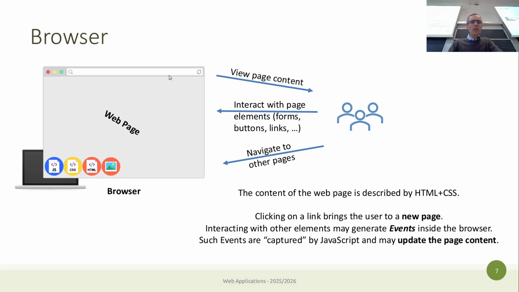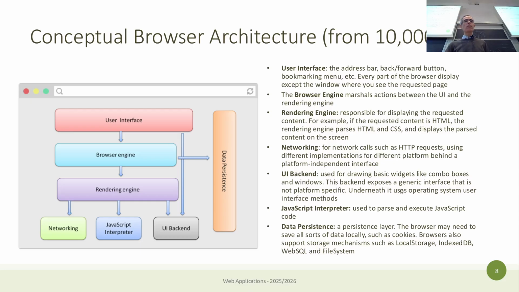So, the content of the page is described by HTML in terms of content and structure, and then CSS in terms of presentation, at least in modern browsers, okay? And then there are active elements, like the buttons, the fields in the forms, and so on, that the user can interact with to use the application, the web application, okay? And they will generate events, but we will come back to this next week.